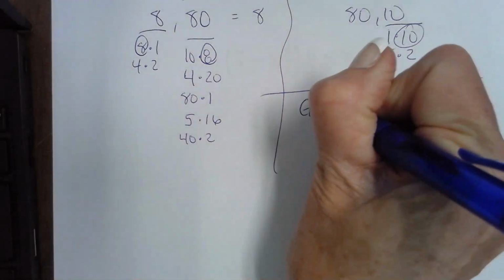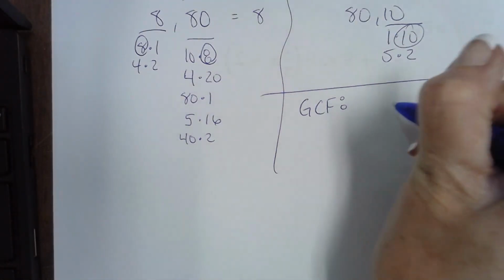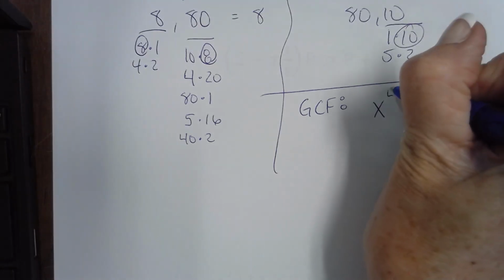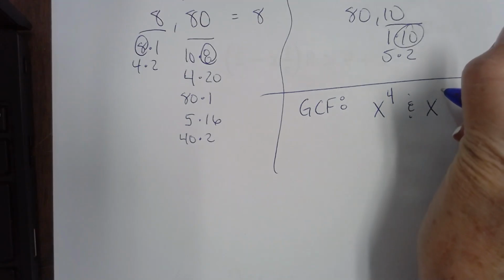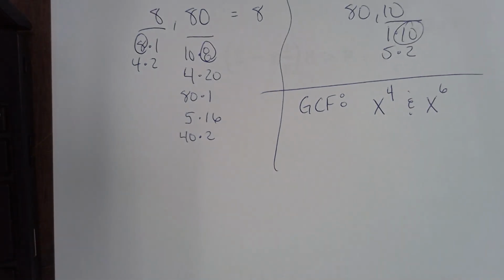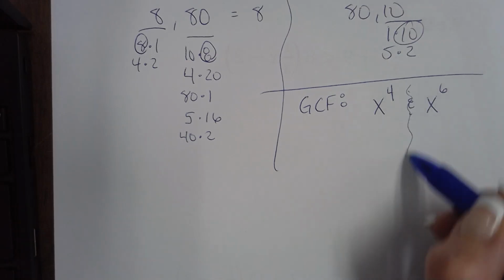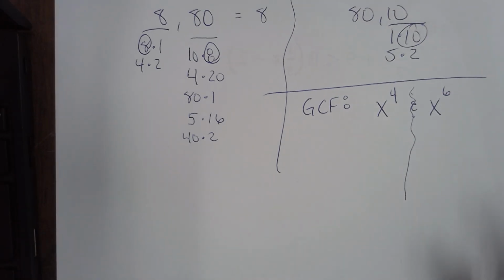I need the greatest common factor between x to the 4th and x to the 6th. Okay? Now, let me show you how this works, and you won't forget how to find it. I just want to show you why.